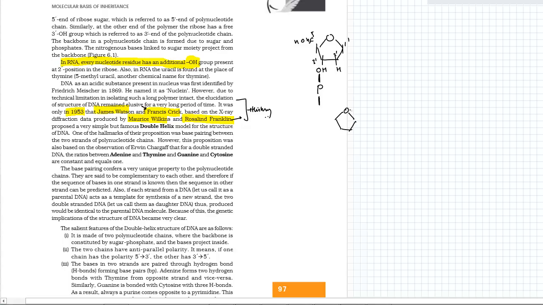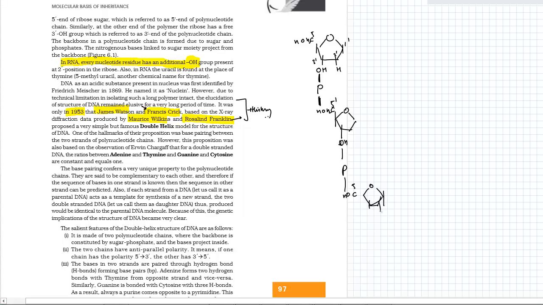So this is the next sugar, and this is my CH2OH. This is going to make a bond with the 5' carbon of the next sugar. And right here again I'll have a 3' OH group. This is again going to make a bond with phosphate, and this phosphate again is going to make a bond with the OH of the fifth carbon. This is how it is going to continue to make a polymer.